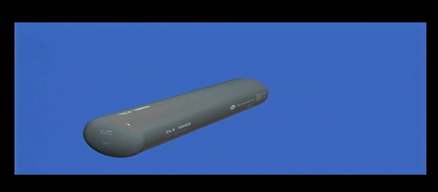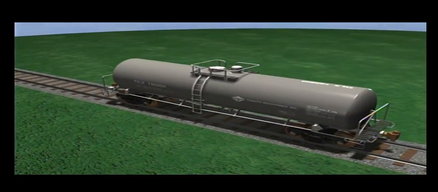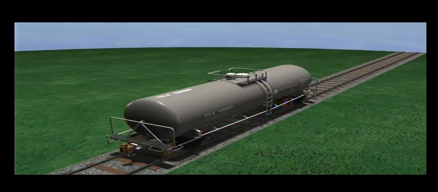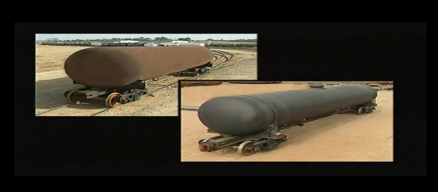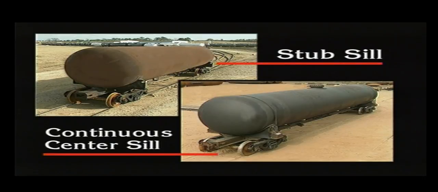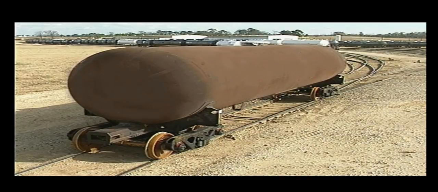We've talked a lot about the tank and its components. Now let us talk about the systems used to move the tank car from point A to point B. These systems start with the underframe. We have two basic designs of underframes: the stub sill and the continuous center sill. The underframe most commonly used today is the stub sill.